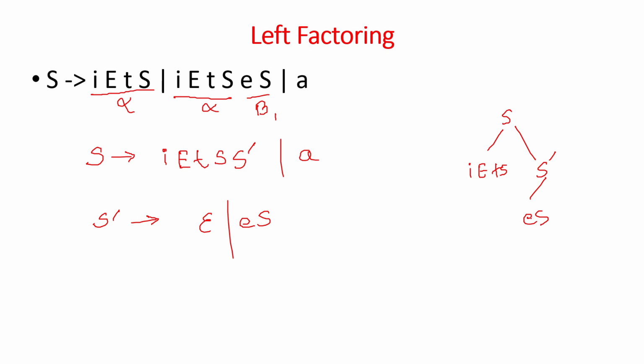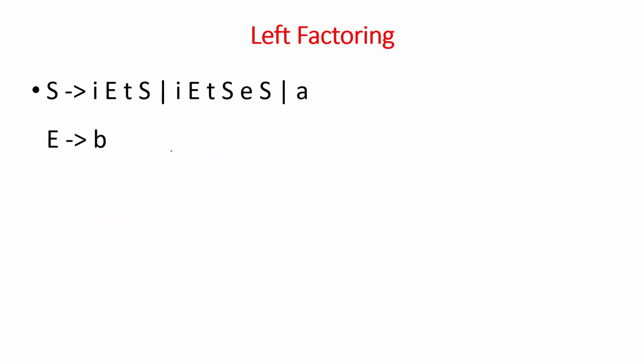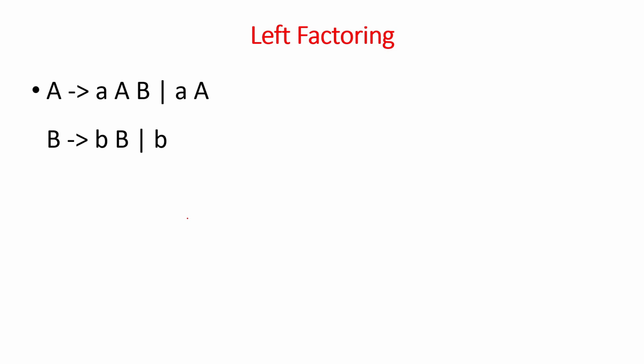Or if I don't want ES, if I want epsilon, then it's just going to take epsilon. That's simple. This is the same problem, we just got another. The answer will be the same, we're just going to add E equal to B in the end. The rest of the answers are the same. This is another example. Let's see.